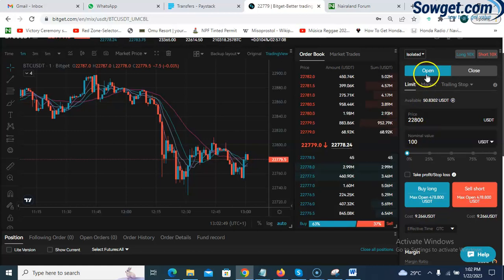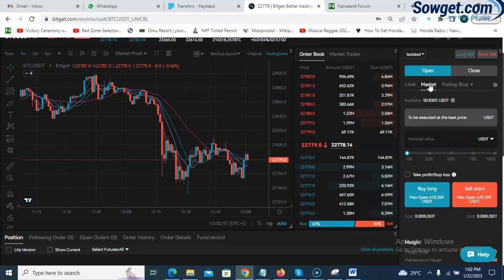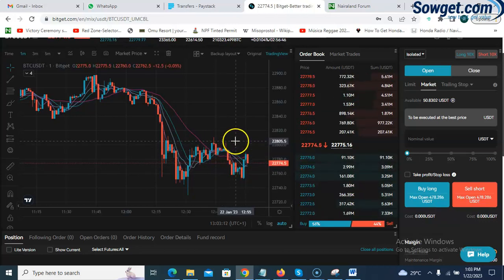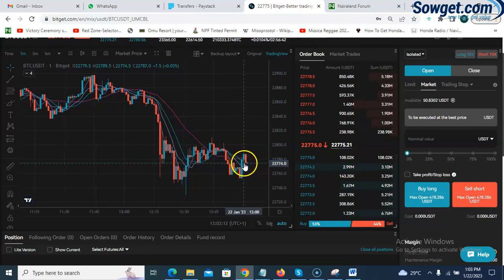The next order type I'll be showing you is what we call the market order. A market order is simply an order that you use to enter your futures trade right at the very moment that you open the order. That is going to be the current market price that the pair is trading at presently. Now you can see that the current market price is around 22,775. If you are using a market order, that means you simply enter at the current market price. And you can see what Bitget said: to be executed at the best price.